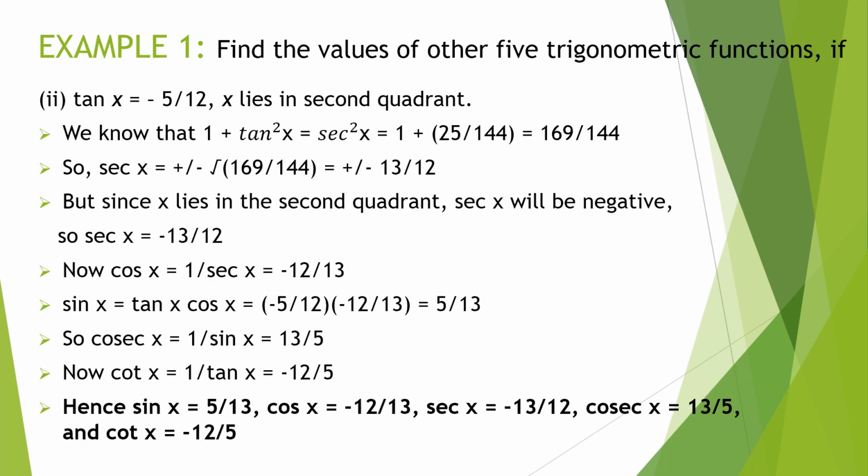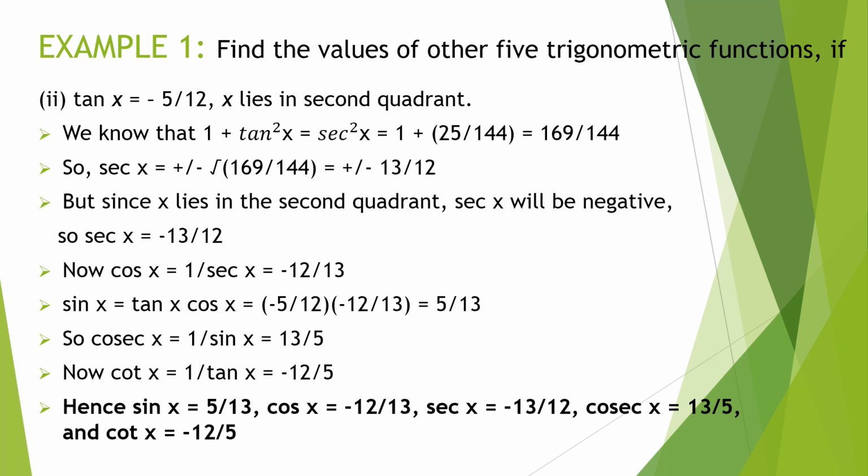Second example: tan x is equal to minus 5 by 12 and x lies in the second quadrant. This is given to us. We have to find the other trigonometric functions. Since tan is given, we will use the identity 1 plus tan square x is equal to sec square x, which will give us sec x. First of all, sec square x is equal to 169 by 144, and you have to take the square root.